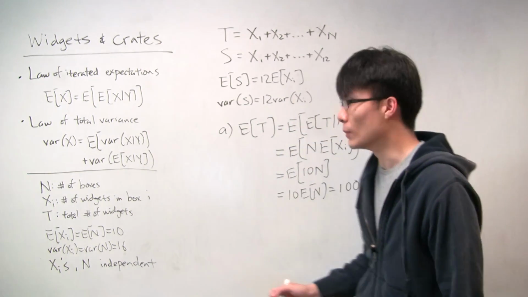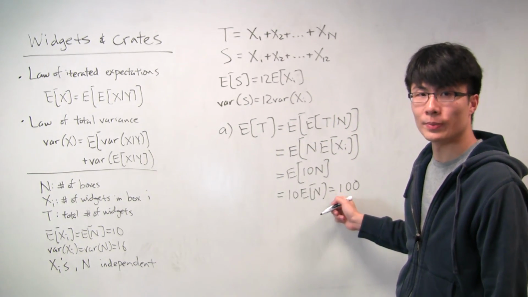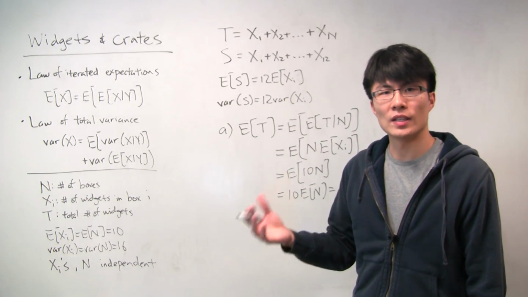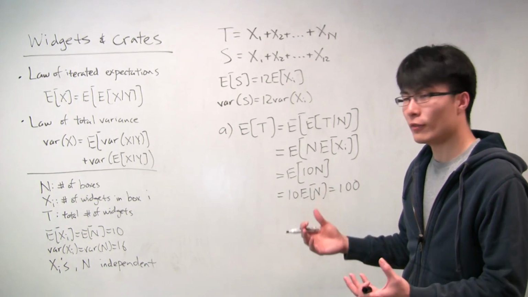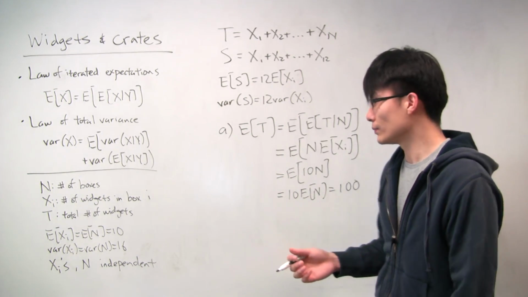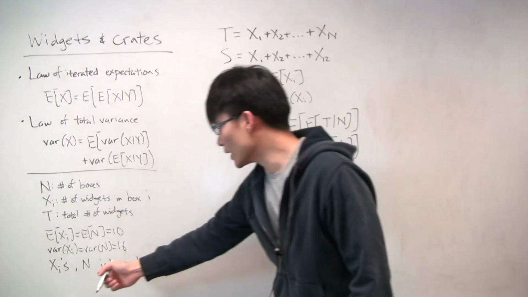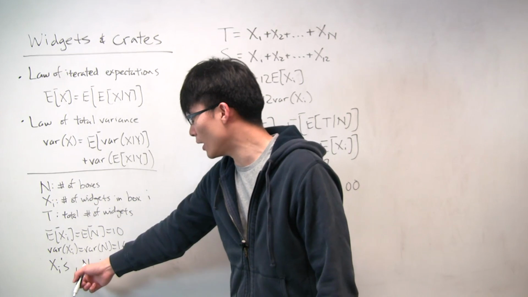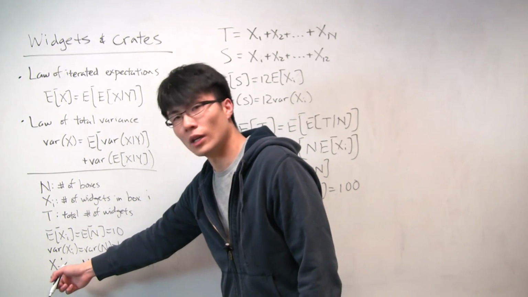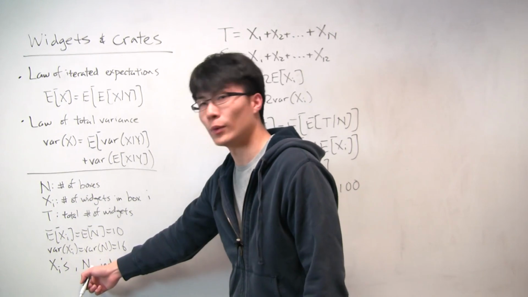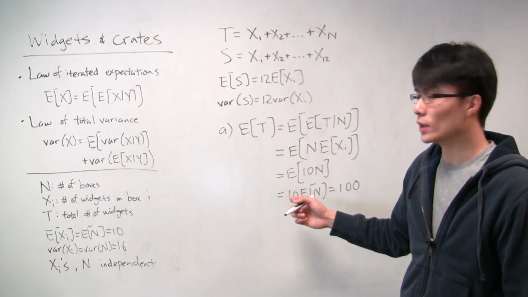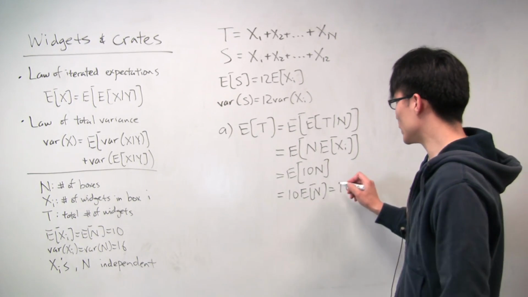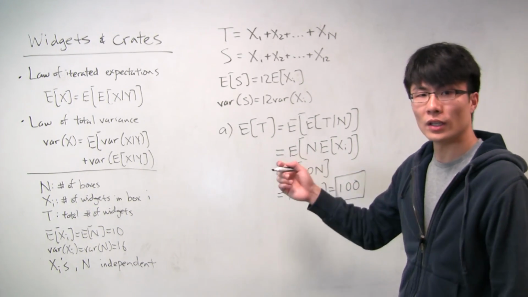on expectation, 10 boxes. So this, again, makes intuitive sense, because we know that on average there are 10 boxes, and on average each box has 10 widgets inside. And so on average we expect that there will be 100 widgets. And the key thing here is that we actually relied on this independence. So if the number of widgets in each box varied depending on, or if the distribution of the number of widgets in each box varied depending on how many boxes there were, then we wouldn't be able to do this simply.